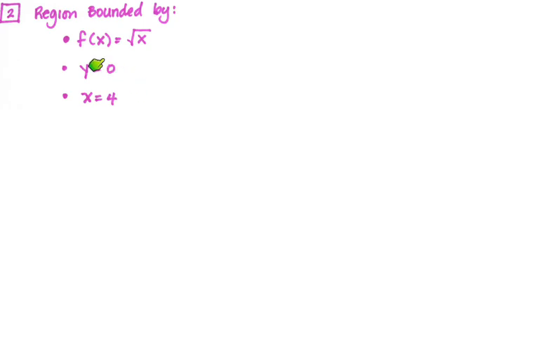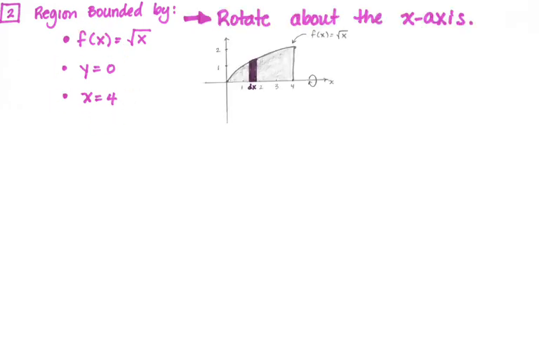So let's look at this problem here where we have a function, the square root of x. We also have a boundary at y equals 0. Now remember, y equals 0 is the x-axis. And then we also have a boundary at x equals 4. Our first job is to sketch these boundaries and see what that looks like. So here is the sketch that we've got: the square root function, y equals 0, which is the x-axis, and then x equals 4, so we have this vertical line right here. And then I shade in that bounded region.